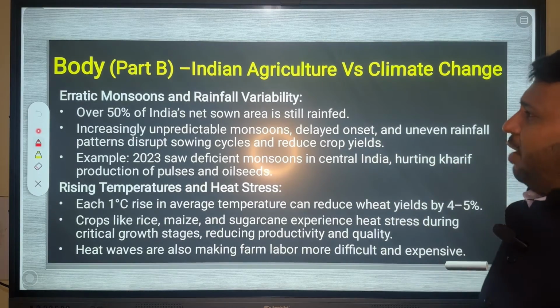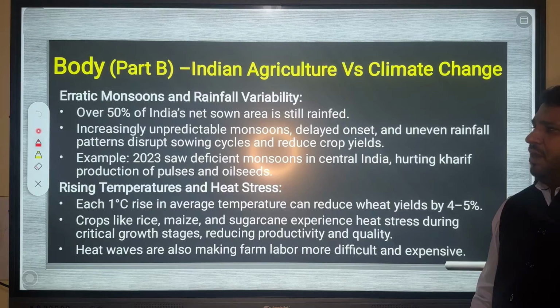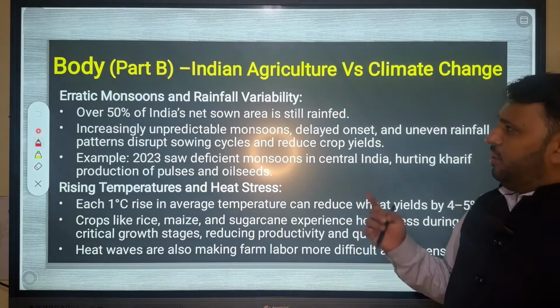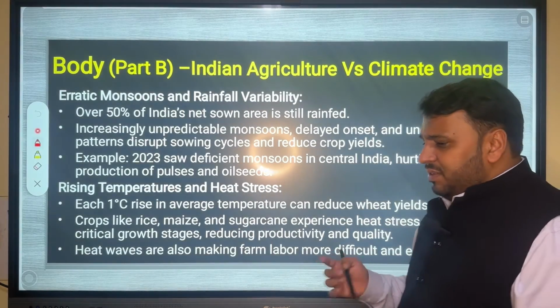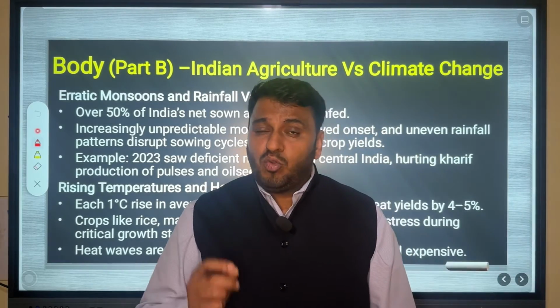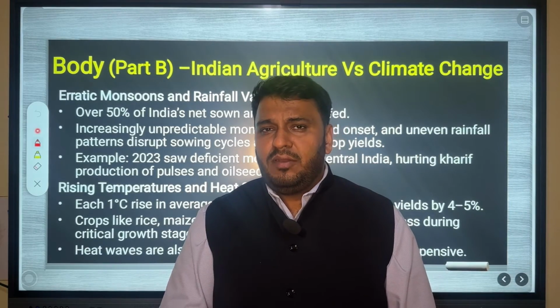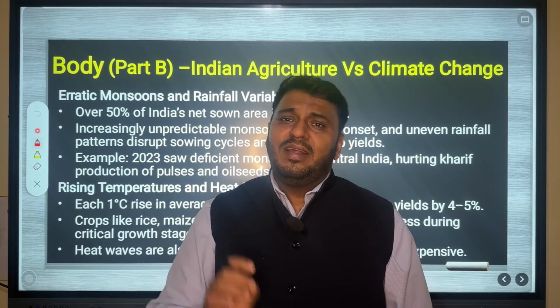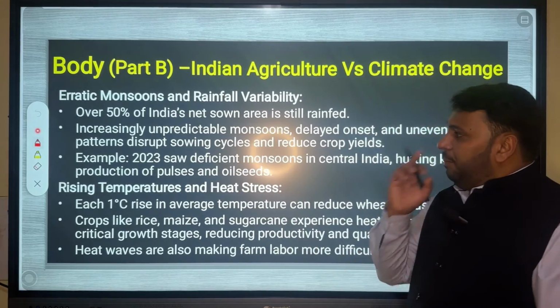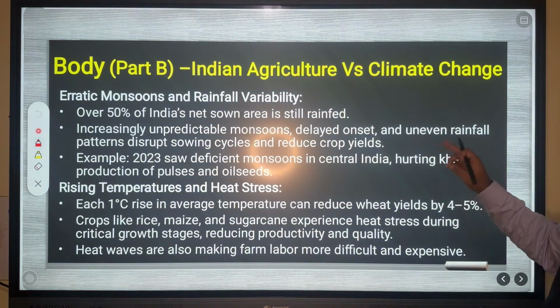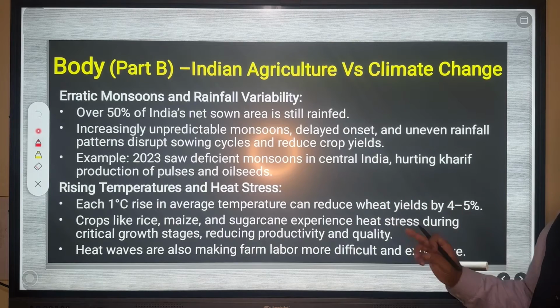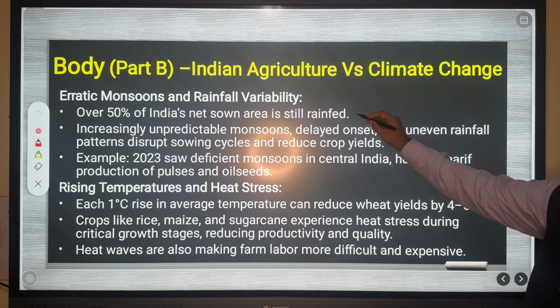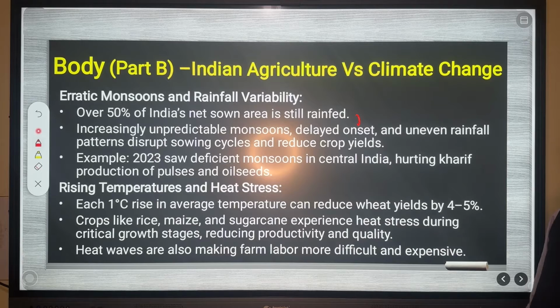One is erratic monsoons and rainfall vulnerability. Around 50% of India's net sown area is still rain fed. What it means is 50% of the area has to solely rely on rainfall. If there is no rainfall, or if there is excess rainfall, in both cases the crop will be severely impacted. Increasingly unpredictable monsoons, delayed onset, and uneven patterns disrupt sowing cycles and reduce crop yield. Example: 2023 saw a deficit monsoon in central India, hurting kharif production of pulses and oilseeds.